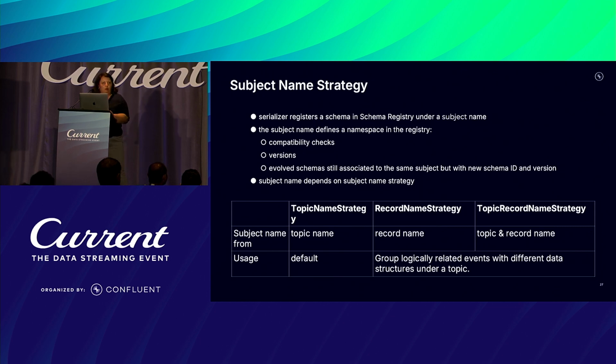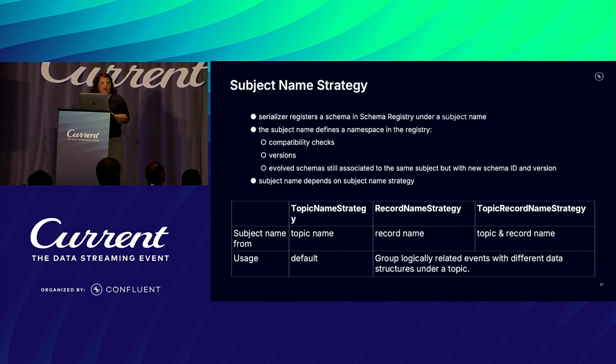So why do these strategies exist? What can they provide? The default naming strategy, the topic name strategy, names the schemas based on the topic name and implicitly requires all the messages in the same topic to conform to the same schema. The non-default naming strategies like record name strategy and topic record name strategy support schema management for use cases where grouping by topic isn't optimal.